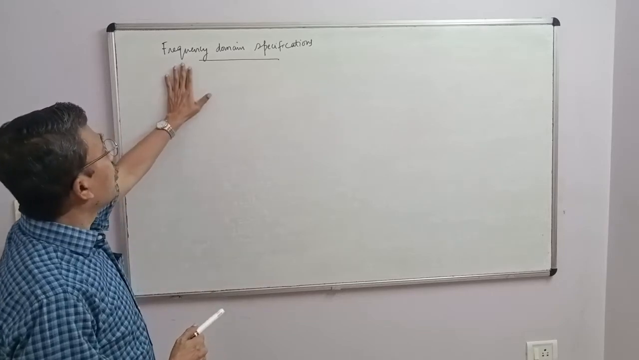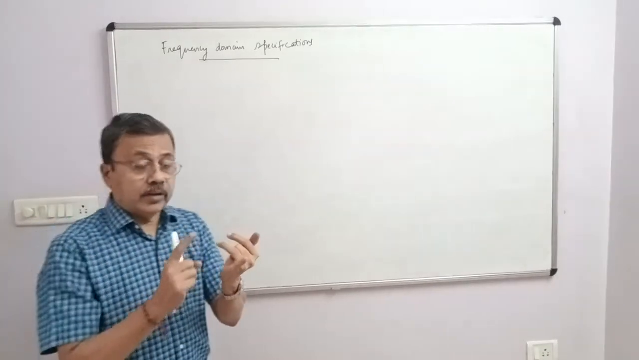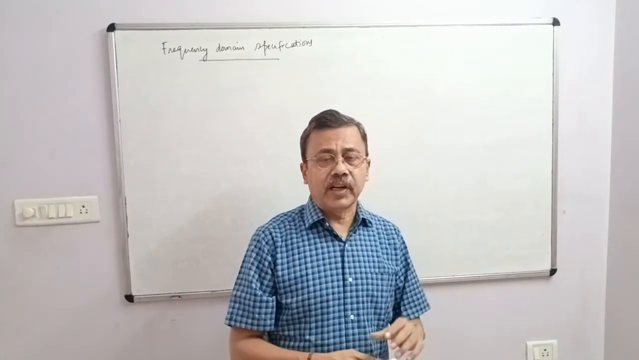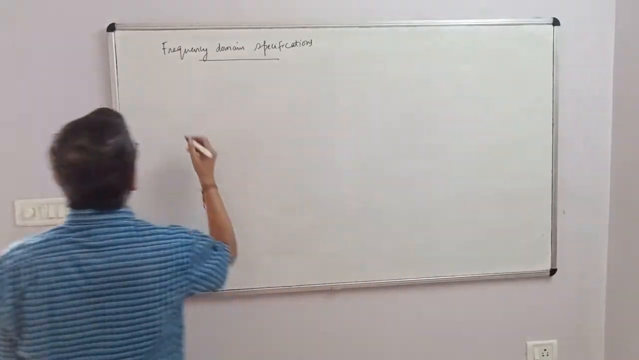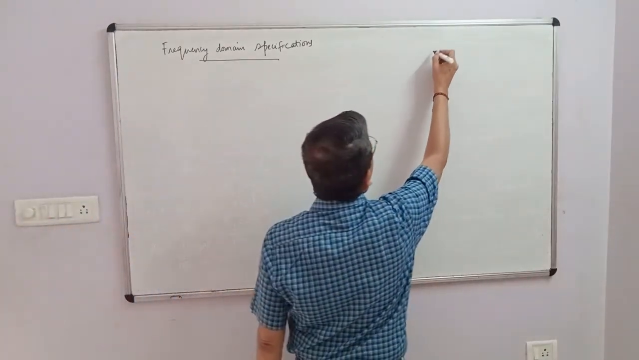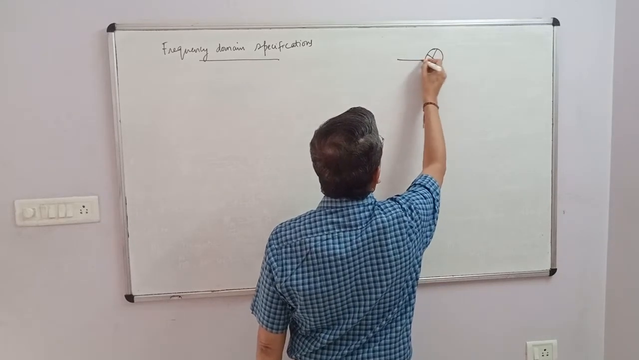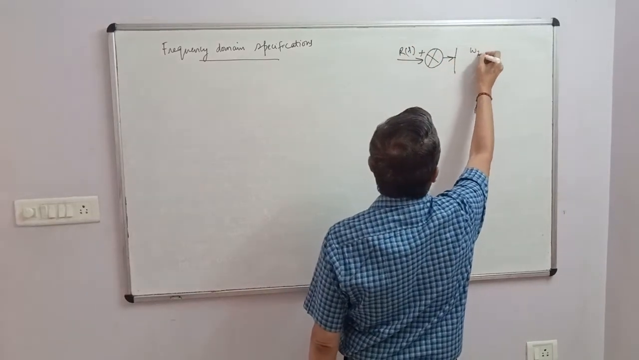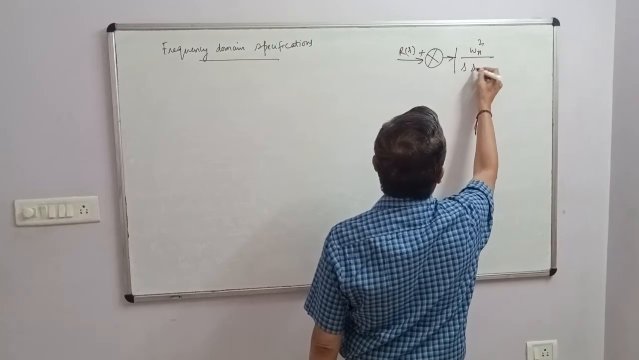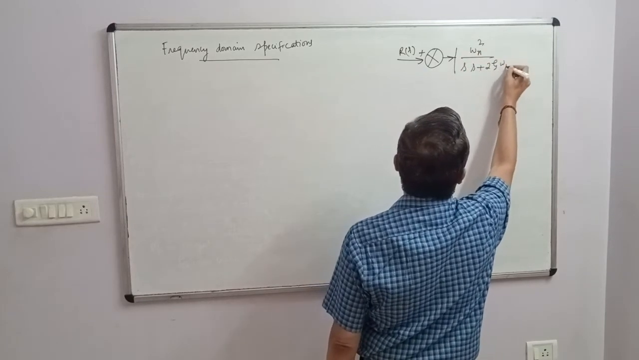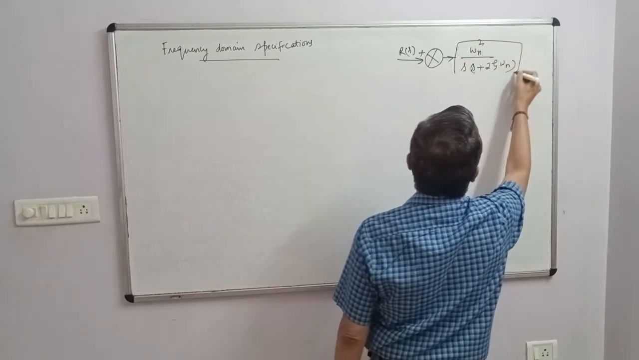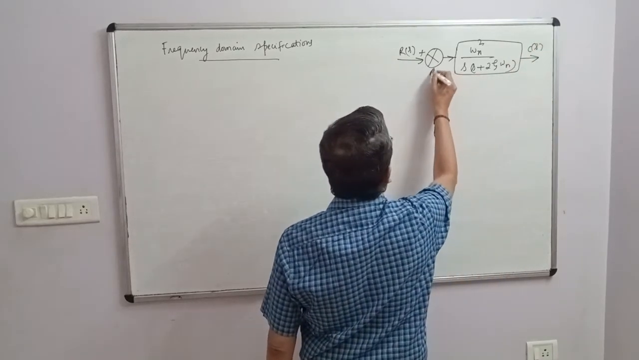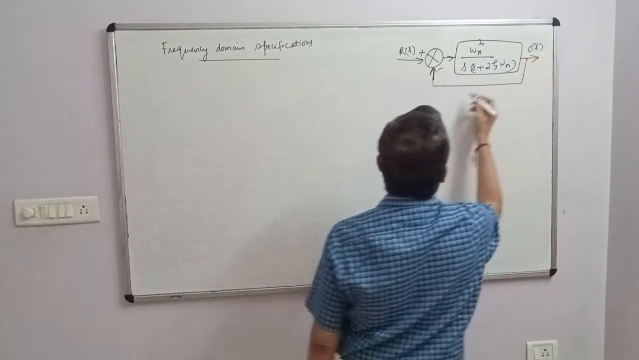There are four frequency domain specifications: resonant frequency, resonant peak, bandwidth, and cutoff rate. Not frequency, cutoff rate. So, first what we do is we will consider a negative feedback system as shown in this figure. G of s is given by omega n square divided by s into s plus 2 zeta omega n. Zeta is the damping ratio, and omega n is the natural frequency of the system.